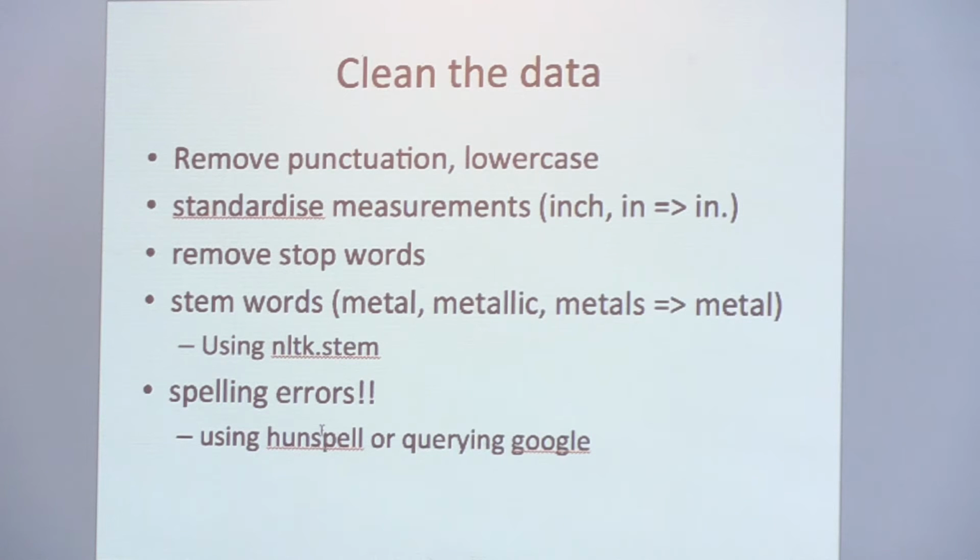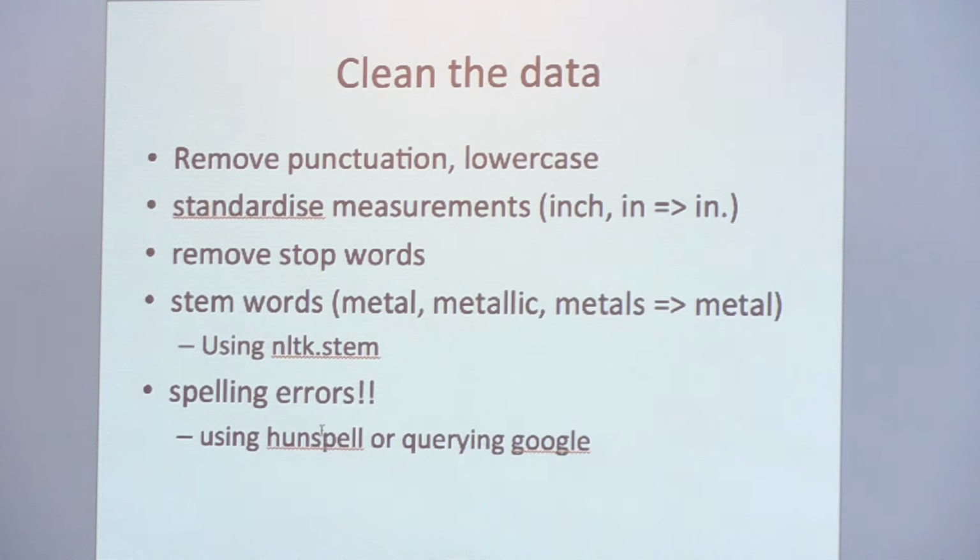So how do we clean the data? Simple things that you can do in Python: remove punctuation, put everything to lowercase so that comparison is easier. Standardize measurements, like inch and in goes to in or some standard format, because we're talking about Home Depot, we're talking about products. You want to standardize everything that people are looking for.